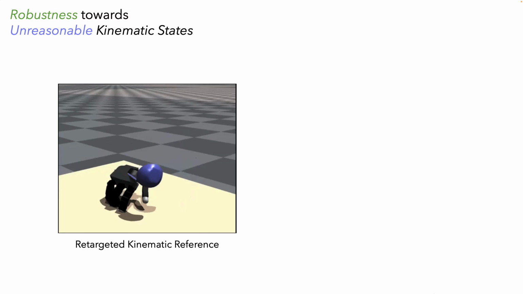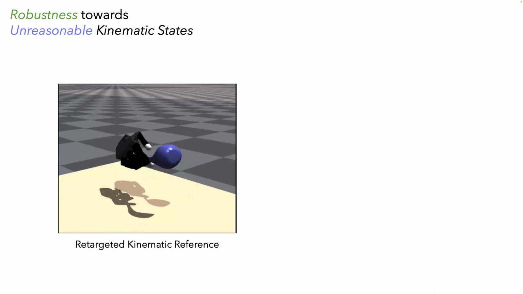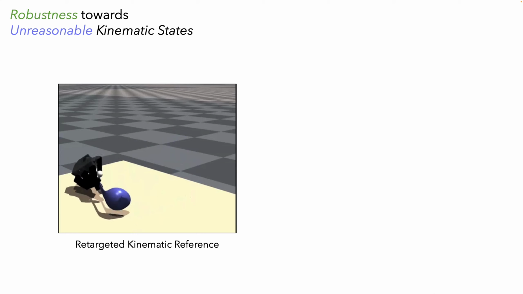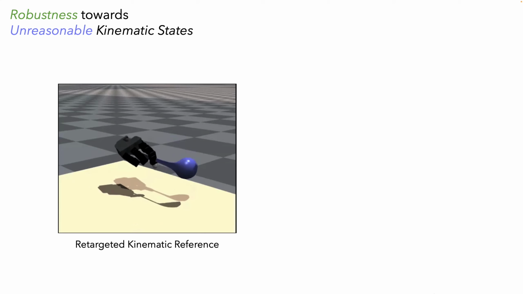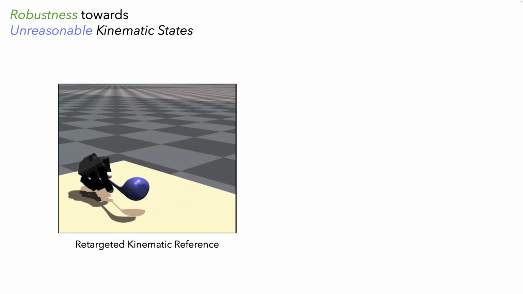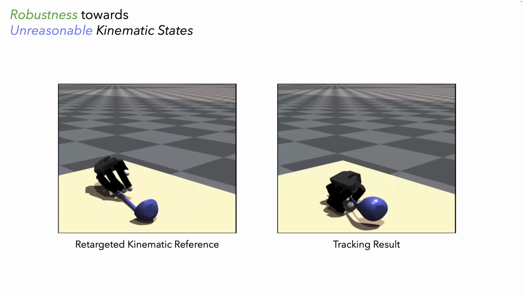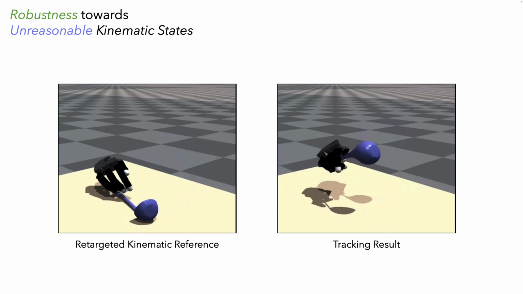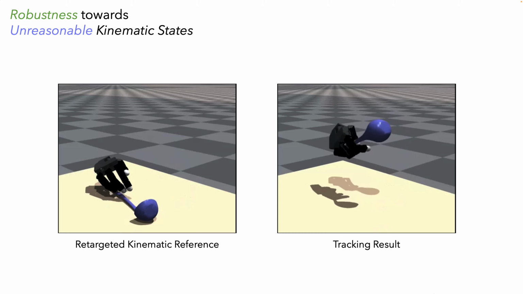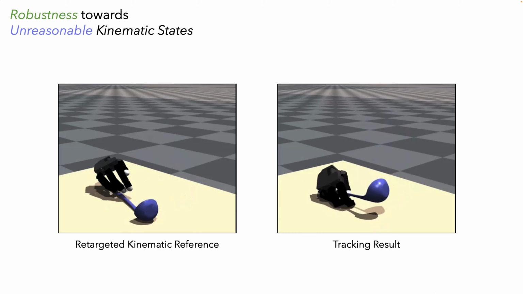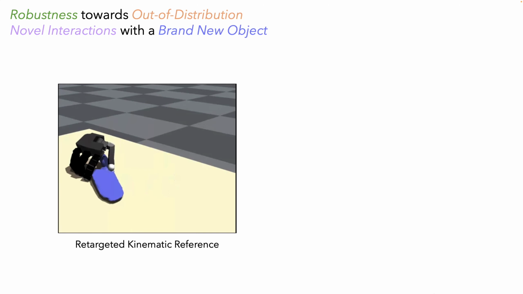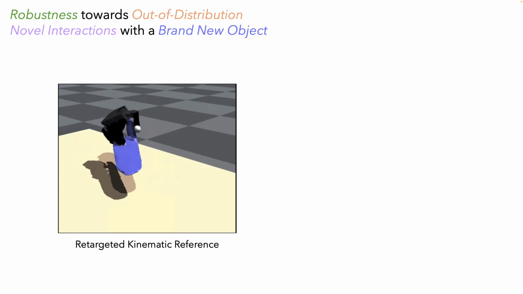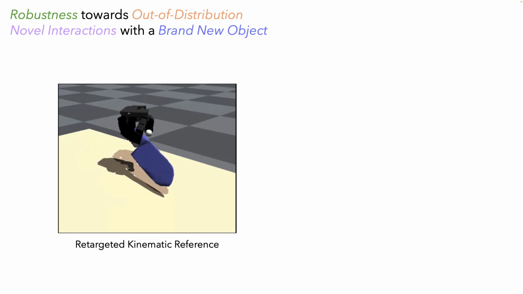Our controller exhibits strong robustness to unreasonable and unreachable kinematic states. It would not be challenged by out-of-distribution manipulations involving objects from a brand new category.